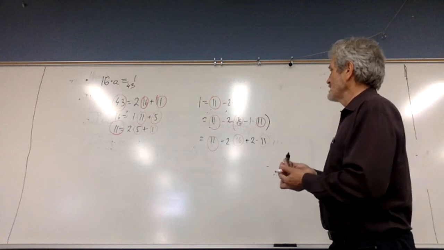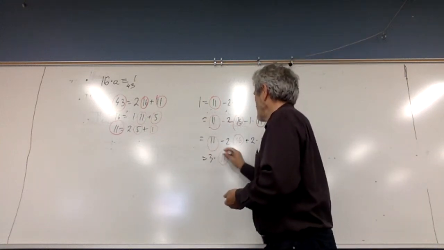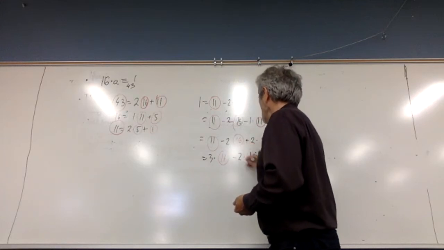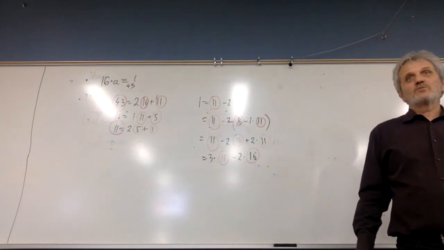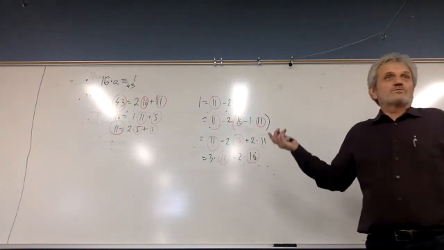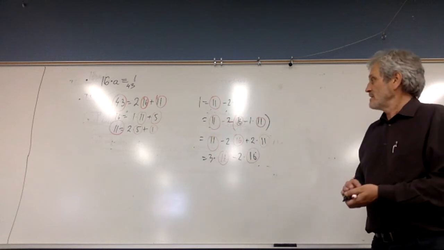And then you combine the like terms, and you get 3 times 11 minus 2 times 16. By the way, at this point, can we check our work? Maybe we made a calculation error or messed it up. Just calculate: 33 minus 32 is 1, which is correct, agree? If it's not correct, I'll go back and correct it.